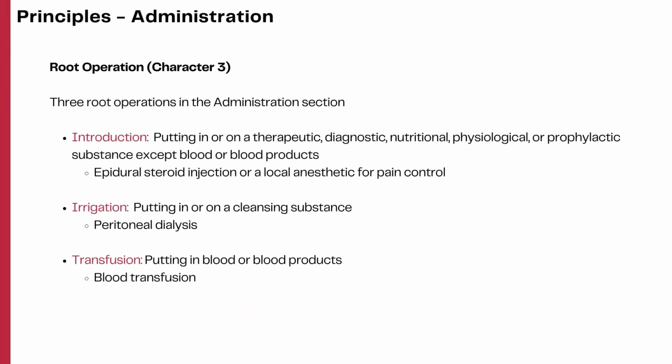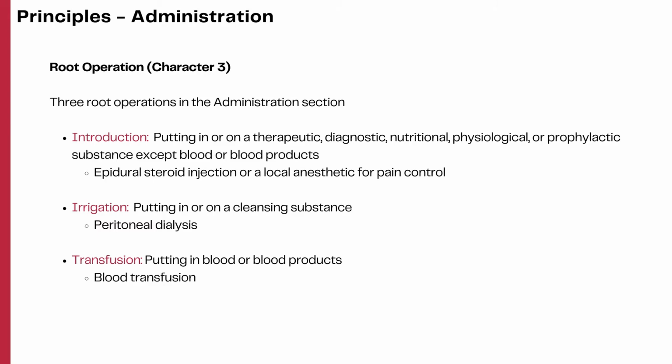For the third character, there are 3 root operations in this section: introduction, irrigation, and transfusion. Any substance that is administered for therapy, prophylaxis, or diagnosis is generally coded to the introduction as the root operation in this section. For example, epidural steroid injection or a local anesthetic injection for pain control. These are all coded to introduction as the root operation.